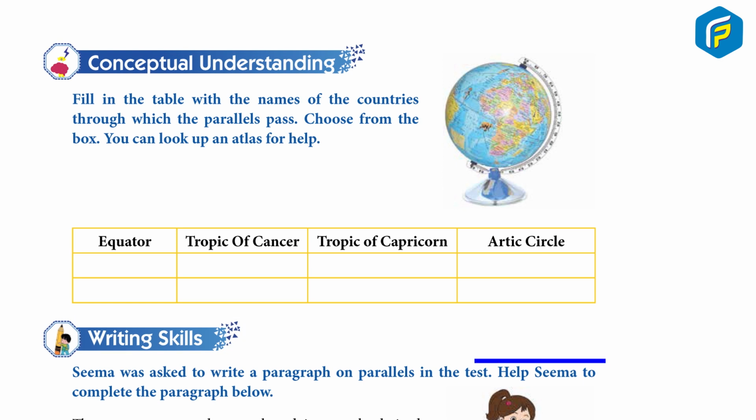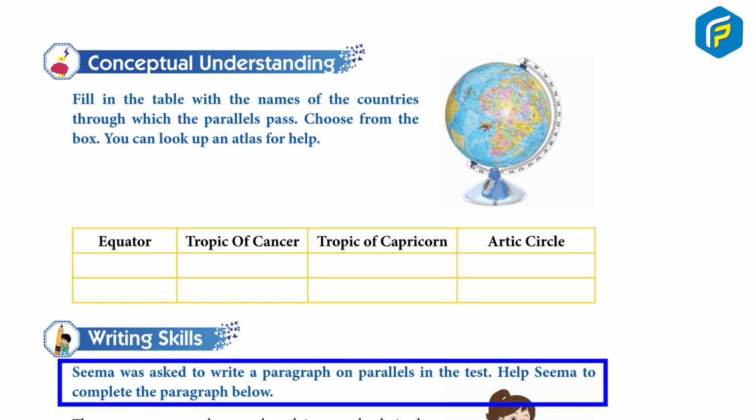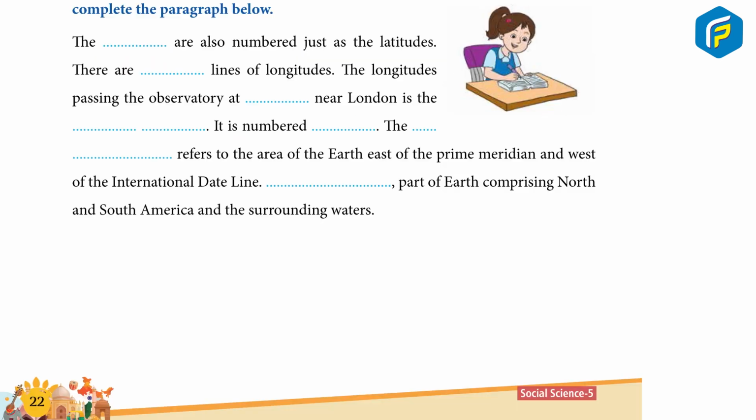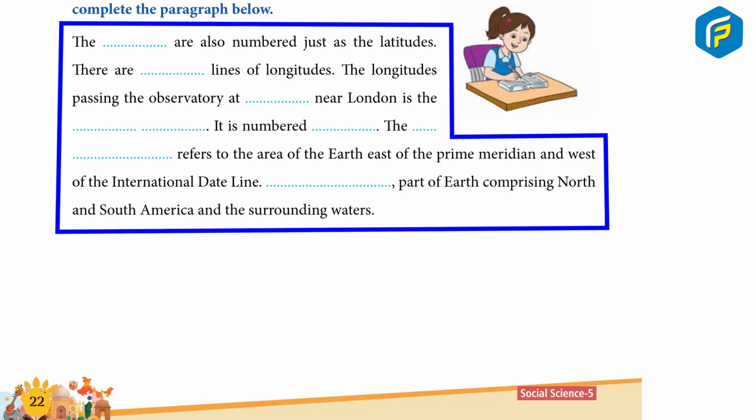Writing skills. Seema was asked to write a paragraph on parallels in the test. Help Seema to complete the paragraph below. The dash are also numbered just as the latitudes. There are dash lines of longitudes. The longitude passing through the observatory at dash near London is a dash. It is numbered dash. The dash refers to the area of the earth east of the prime meridian and west of the International Date Line. Dash, part of the earth comprising North and South America and the surrounding waters.